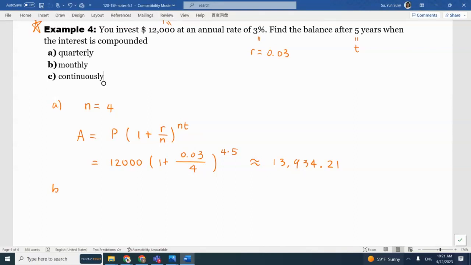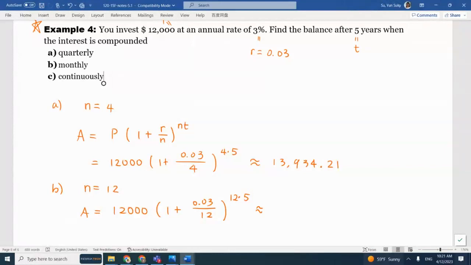Part B. How many months in a year? 12. So you plug in what? P is still the same. And now your N is 12. So raised to 12 times T, which is 5.